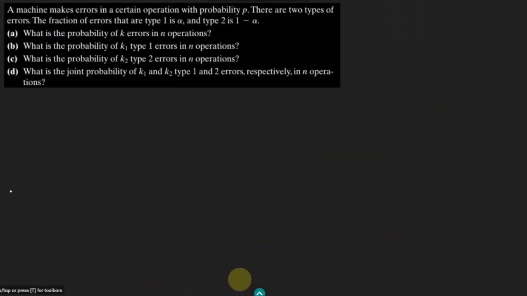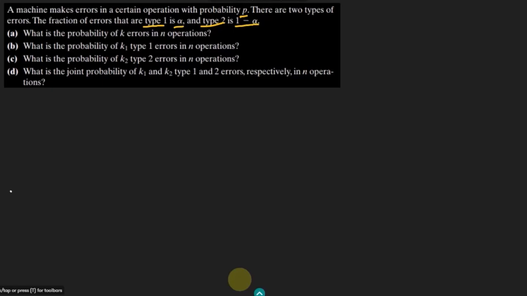Welcome back, guys. This is problem 76 of our book, and here the statement is: a machine makes an error in a certain operation with probability p. So the probability of error is p. There are two types of errors. The fraction of errors that are type 1 is alpha. So we have type 1 errors and type 2 errors, and the fraction of the type 1 errors is alpha, while the fraction of the type 2 errors is 1 minus alpha.